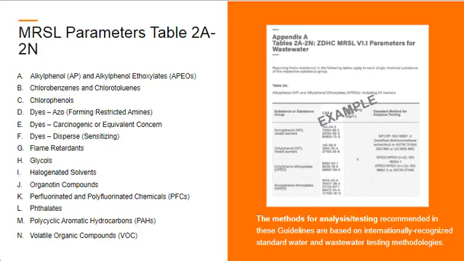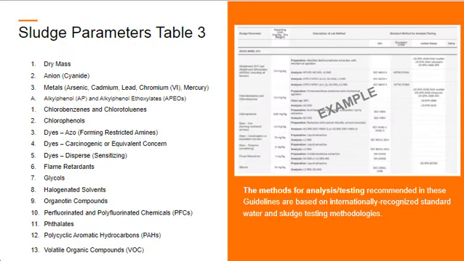And the last is for the sludge. The sludge parameter is very close to the wastewater one, and they add some heavy metal requirements, and also many groups of restricted substances in this table. So all three parts are the requirements in the ZDHC wastewater guidelines.